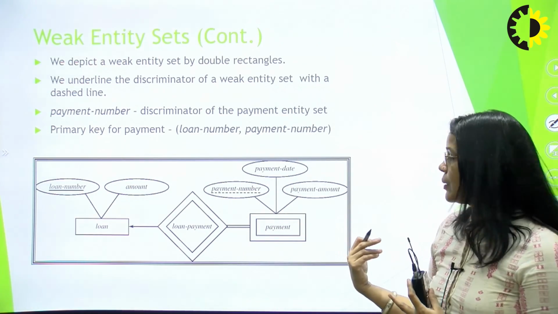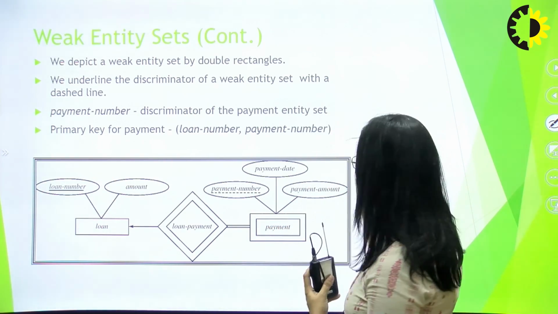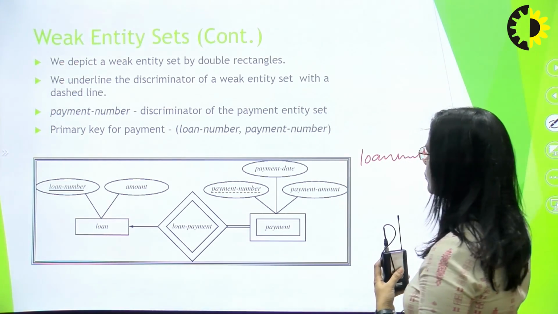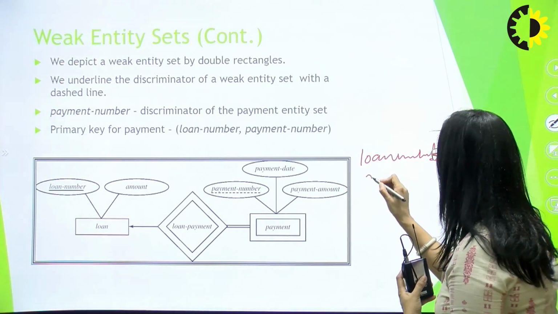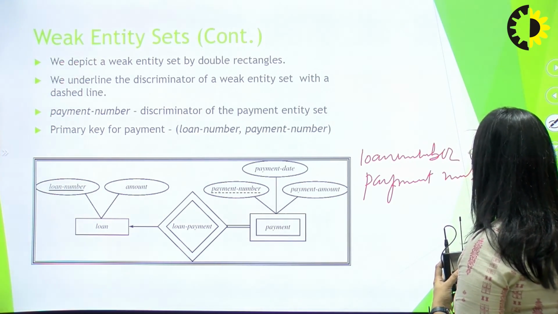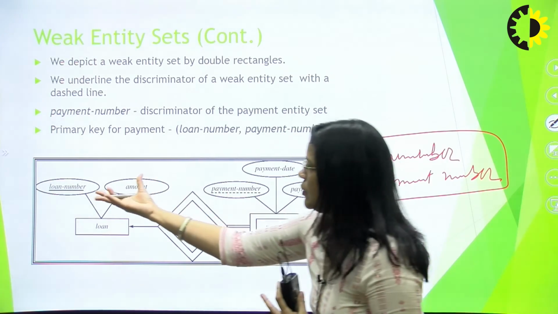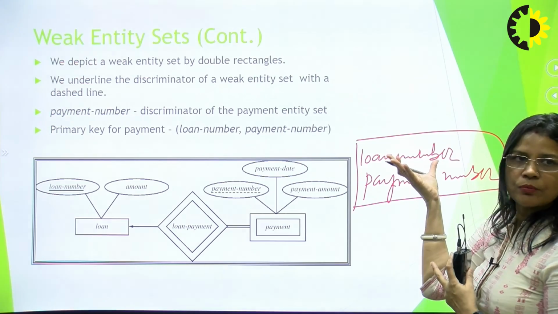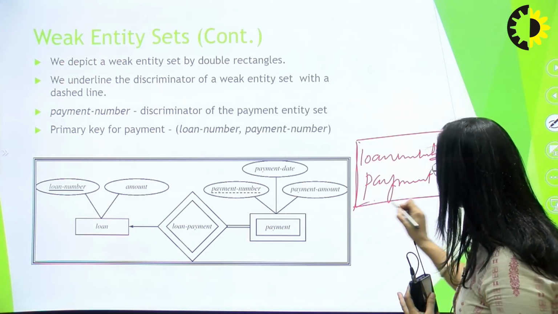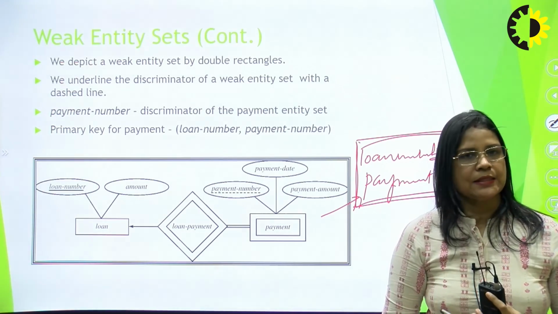So how can we make the primary key for this payment? We can make the primary key for this payment by associating loan number and payment number. When we combine these two elements, loan number from the loan and payment number from the payment, this combination of two attributes is known as the primary key for the weak entity set.